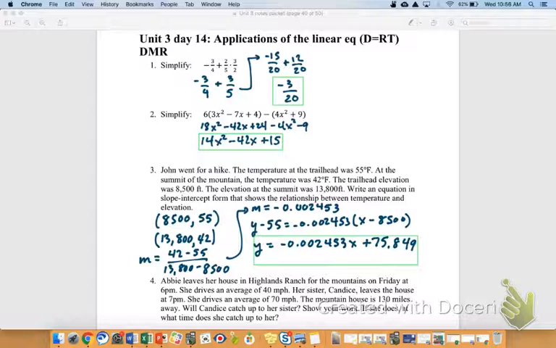Okay, so number one, I got negative 3/20. Number two, I got, hopefully I didn't make any silly arithmetic errors. Am I good? You guys all good? Good with number two? Yes. How'd you get 15? How did I get 15?